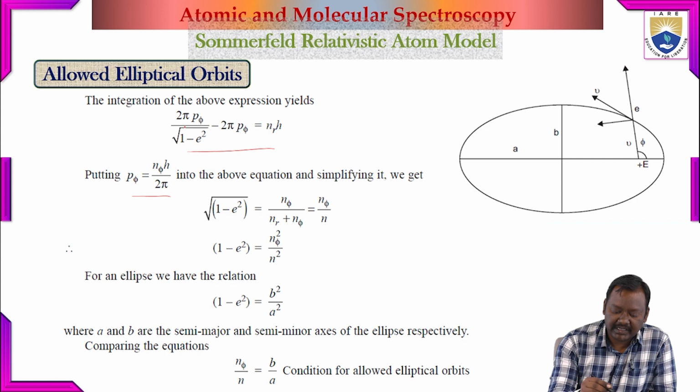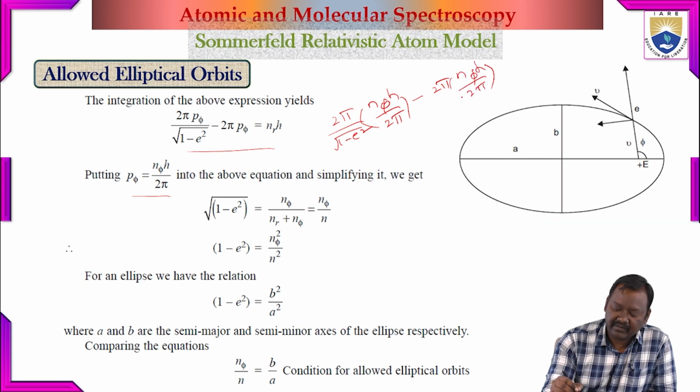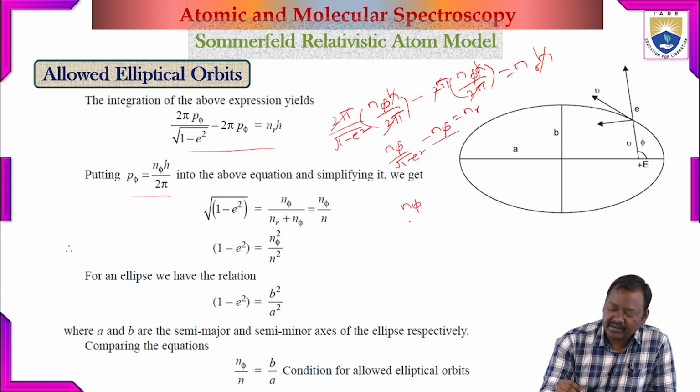After substituting here, 2π/√(1 − e²) into p_φ, meaning n_φ h/2π, minus 2π into p_φ, meaning n_φ h/2π, equal to n_r h. Here I am cancelling 2π and h on both sides of the equation. Finally, we are getting n_φ/√(1 − e²) − n_φ equal to n_r. And again, taking this n_φ to the right side, n_φ/√(1 − e²) equal to n_r + n_φ.